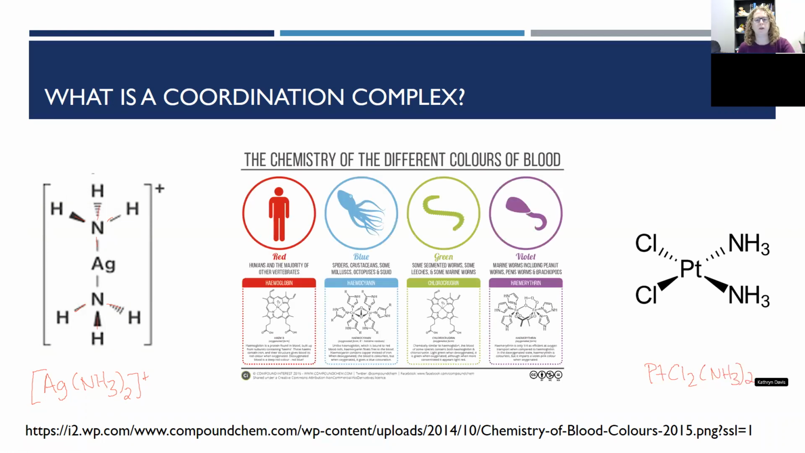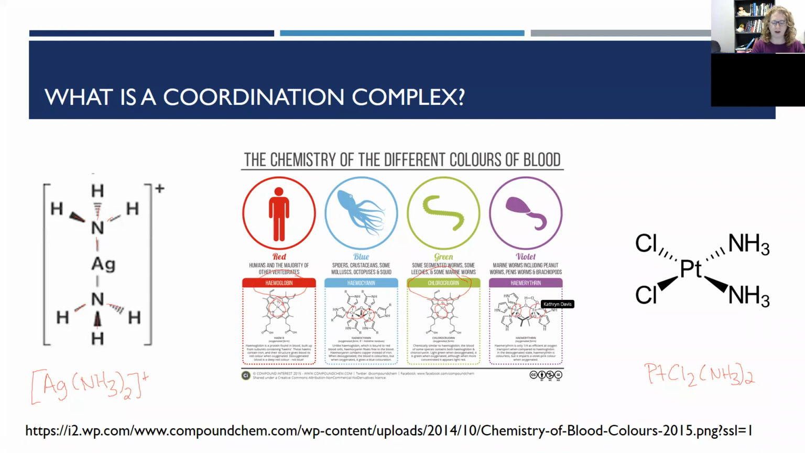Or this one in the middle, or several in the middle, are ones that you're familiar with. So the color of blood comes from a coordination complex. Depending on whether you're human and have red blood, you have hemoglobin, or if you're something like a worm and you have green blood, you have a different compound. But you notice that all of them have metals in the middle. There's an iron. There's coppers, iron, more iron.